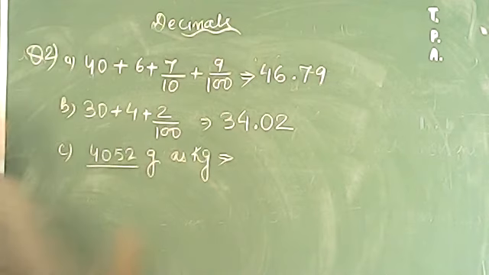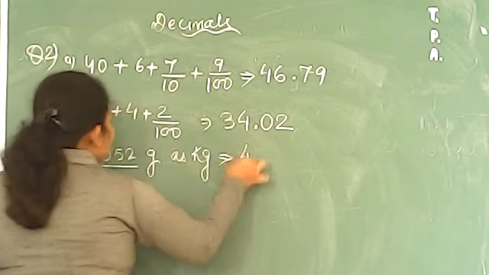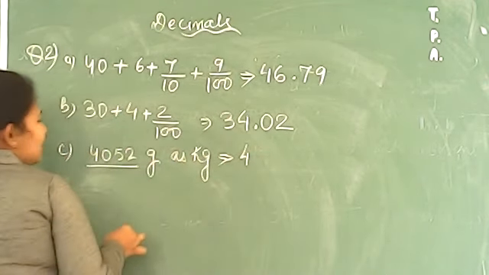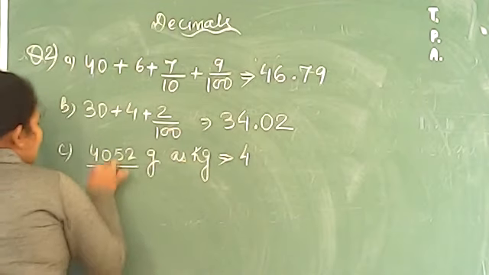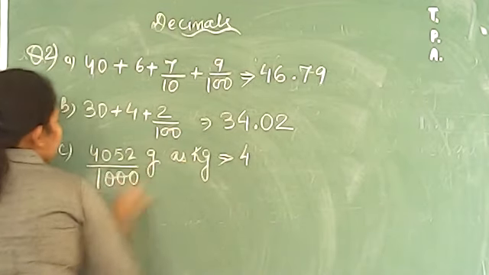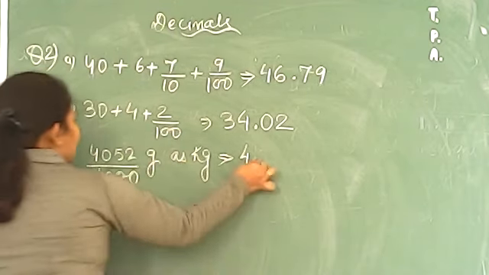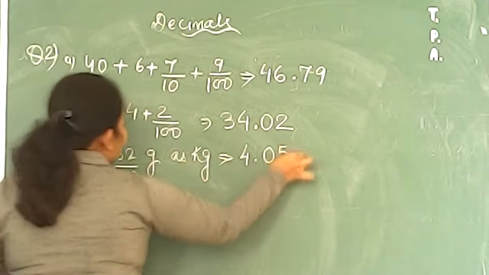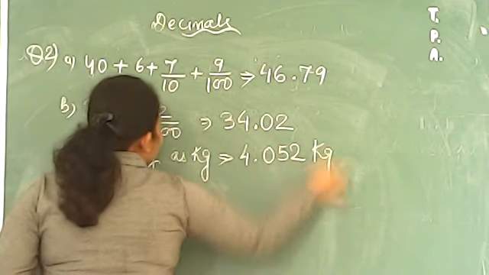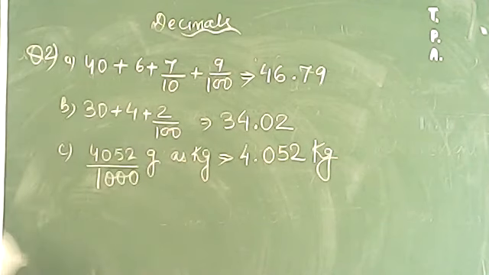Question number C, which is given in the form of gram, and you have to convert in kilogram. So you will simply have the answer as, because you know that in kg and gram we have 3 places difference, it means you will simply divide by 1000. ठीक है, so your answer would be 4.052 in kg. So this is question number 2 completed.